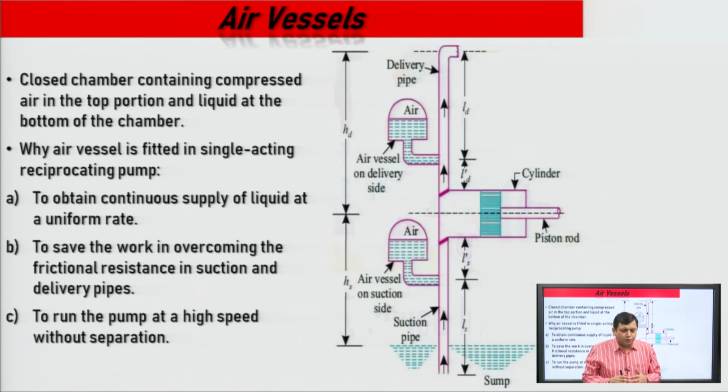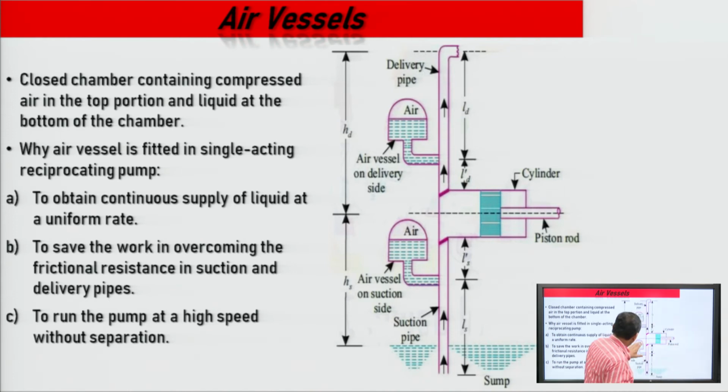Third is to run the pump at a high speed, meaning our pump should run at high speed without separation. There is no separation, or we minimize the separation. Before that, we define what the maximum speed is: the speed where there are less chances of separation, less chances of cavitation. So, we see where the pressure is minimal. So, there are the 3 main functions of an air vessel.